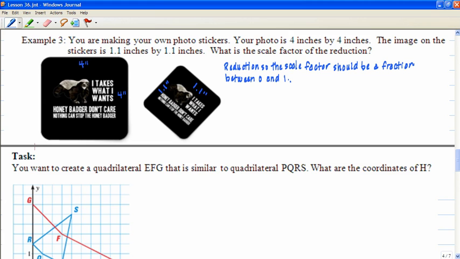Okay, so let's go ahead and set up a ratio of a side length of the sticker image to a side length of the original photo. Because we want to have this fraction, we want to have the smaller dimension on the top. And that's actually going to be our new sticker size. And so that is 1.1. And we want to put that over our larger dimension, which is our original photo.